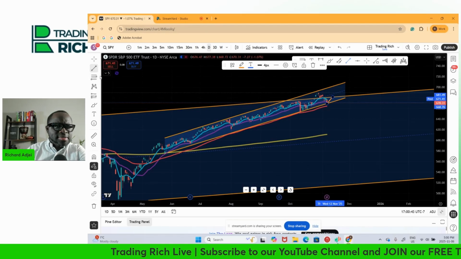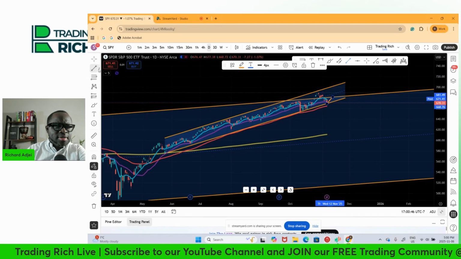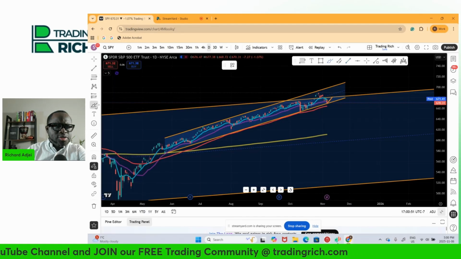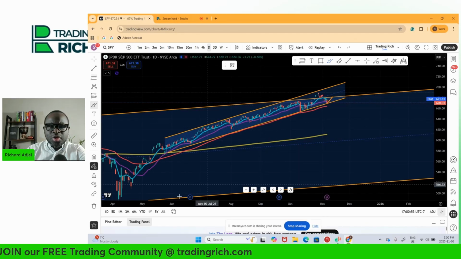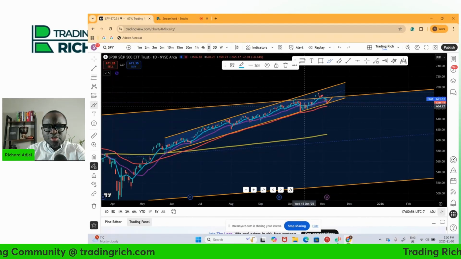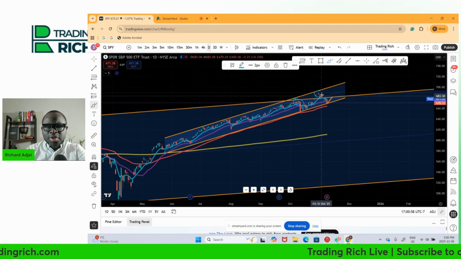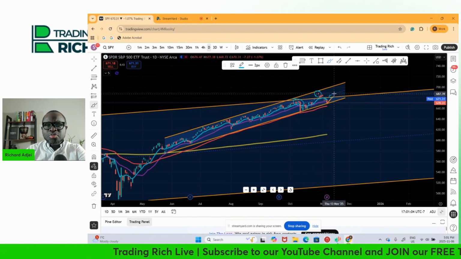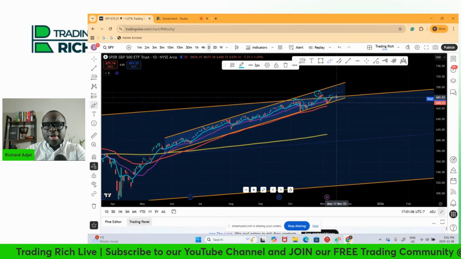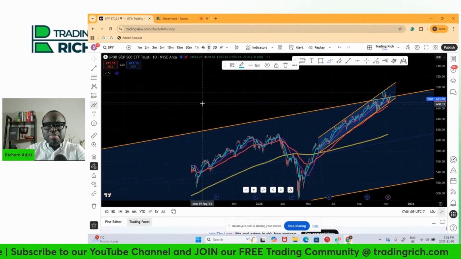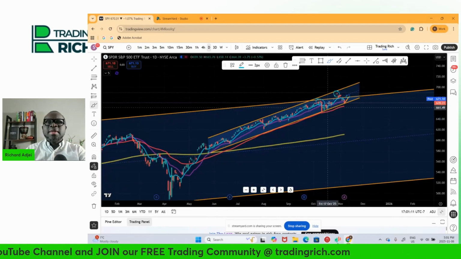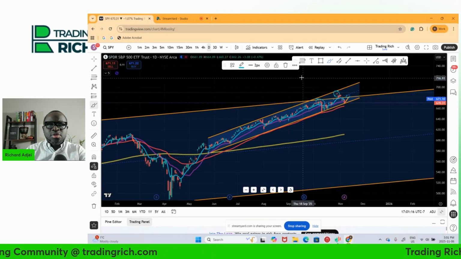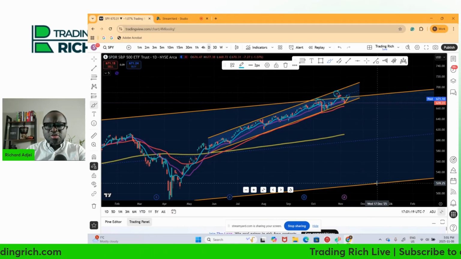So let's check this out here. This is going to form what is called a head and shoulders. So if you look at this, you have your left shoulder here. This is going to be your head, and then this is going to be your right shoulder. That is if we are unable to break above this bigger parallel channel, then we are going to form the head and shoulders. Okay, so that is going to cause the market to sell. Then we are going to sell to the downside.